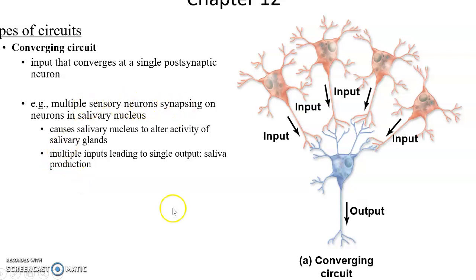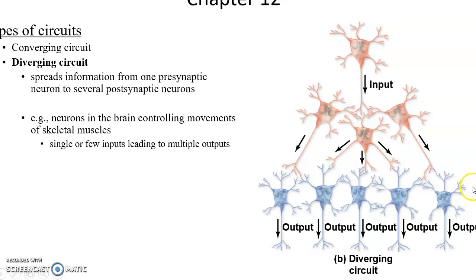So multiple sensory neurons, for instance, may be sending different information, say from, oh, you see a piece of cake, you smell the piece of cake, you're now tasting the piece of cake, all this sensory information coming in to lead to salivation. Just one random example of convergent circuit.